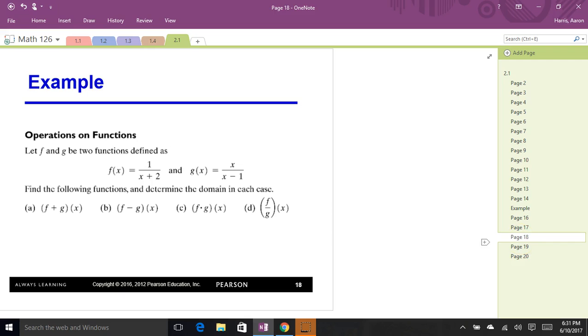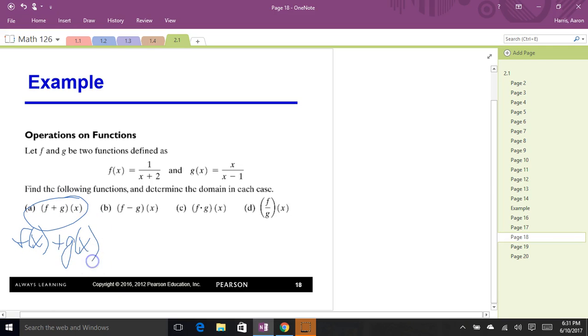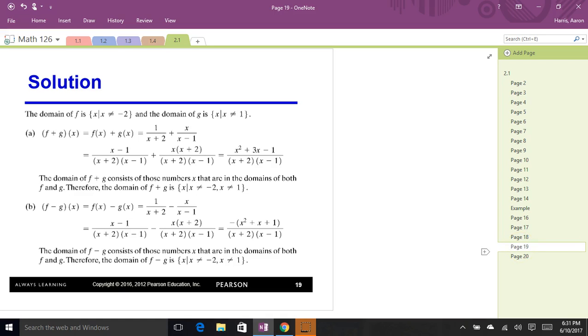So if f of x is 1 over x plus 2, g of x is x over x minus 1, f plus g of x would just be take your f of x and add g of x. That's all that means. So if you notice right here, here's my f of x, I add in g of x, I get a common denominator, and we move on. f minus g of x is f of x minus g of x. You got your f of x here minus g of x, get a common denominator, work with that.